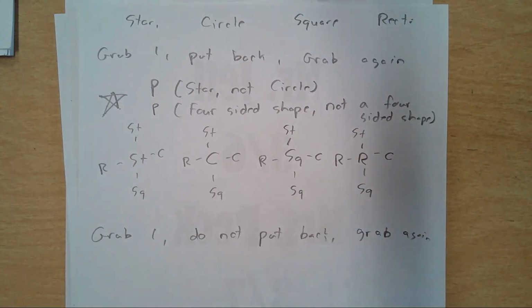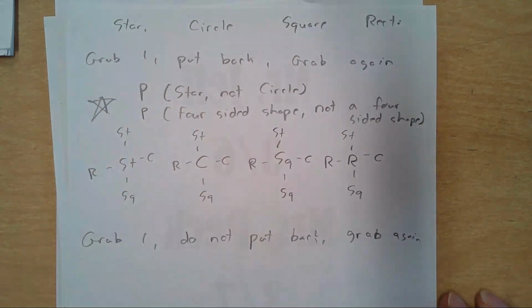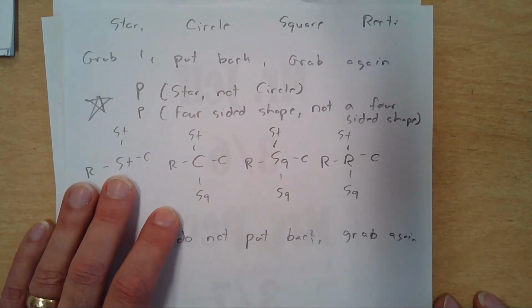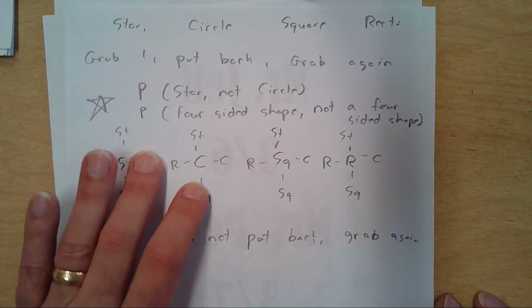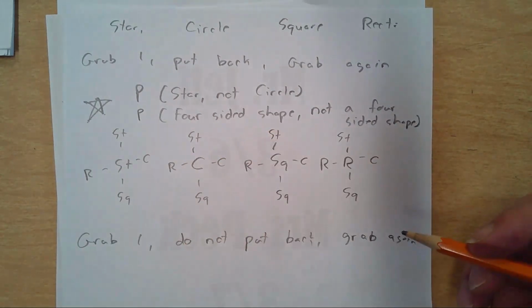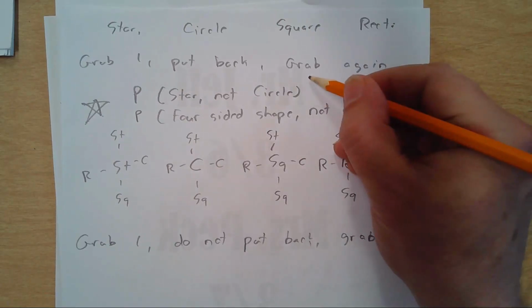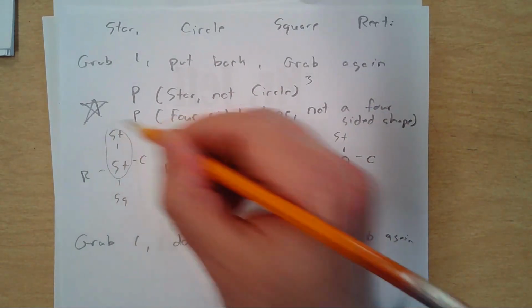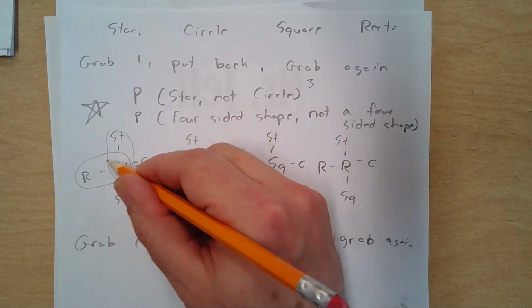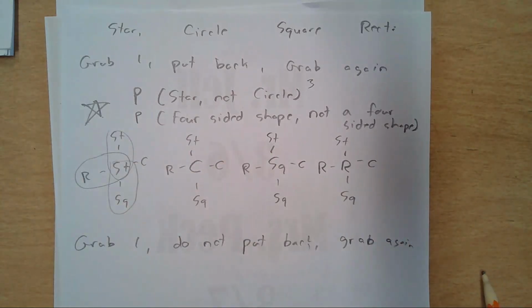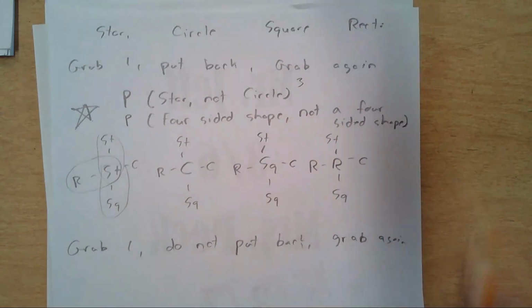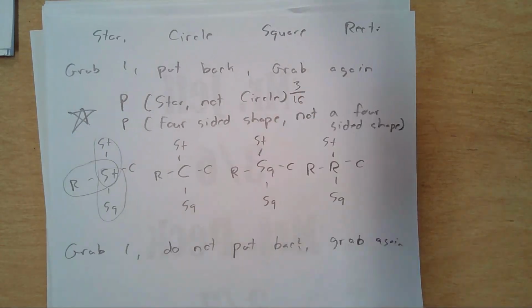Okay. So if I said the probability of getting a star followed by not a circle, how many winners do I got? 3. Star star is a winner. Star rectangle is a winner. Star square is a winner. Star circle's not a winner because I said not circle. 16 total outcomes. 3 in 16 to get star followed by not circle.